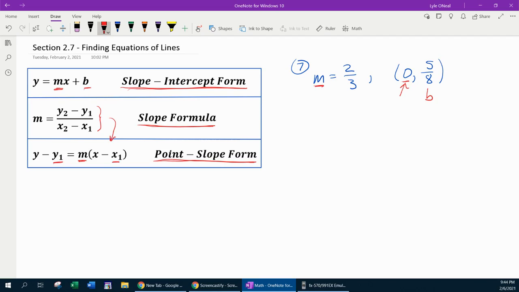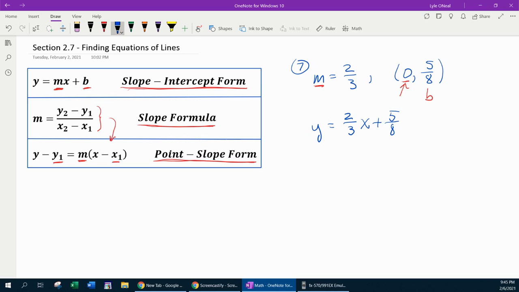Our 2/3 is m. If you know m and b, you can use the slope-intercept form to write the equation of the line. So here I'm going to write the equation y equals mx plus b. And this would be the equation of the line.